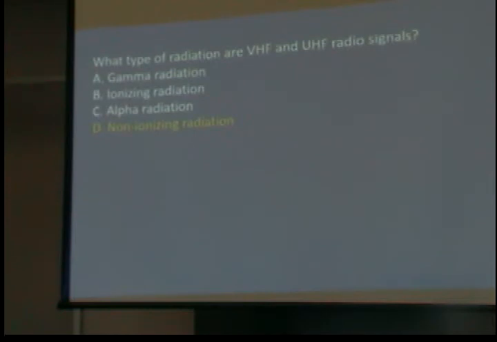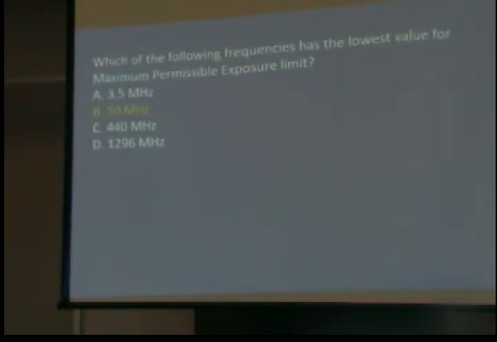What type of radiation are VHF and UHF radio signals? Non-ionizing. This basically says it will not cause genetic damage, it will not cause cancer. I think it's probably close, but I don't trust it. Which of the following frequencies has the lowest value for maximum permissible exposure limit? 50 megahertz. At 6 meters, your body absorbs more of the energy than it does at any other frequency. So if your transmitter is okay on 50 megahertz, it's okay.